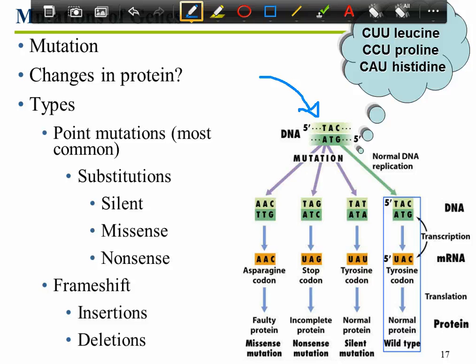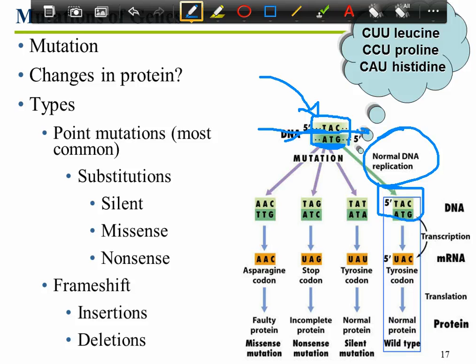And remember, if you look right over here, here is the normal DNA replication. And again, here would be the sequence that you're looking at. And this is what should be produced during the replication. Remember that the two strands of the DNA separate out right here, and each one makes a new strand. And they'll be the same. They'll both be TAC and ATG on this side.